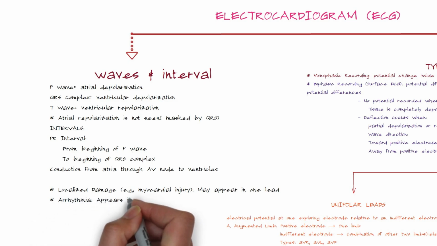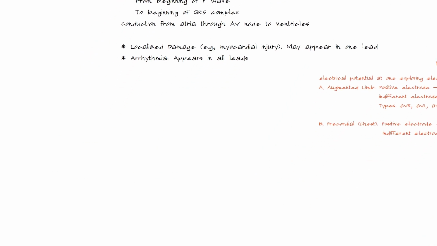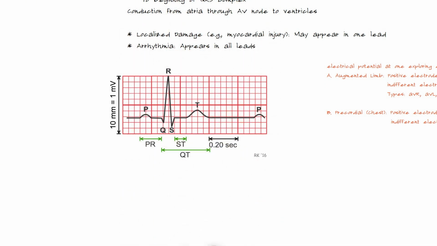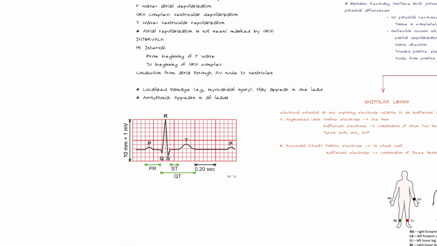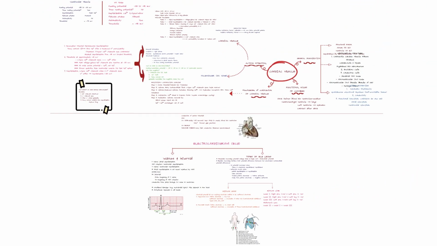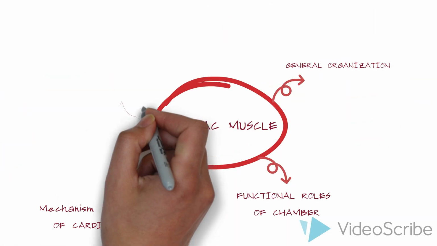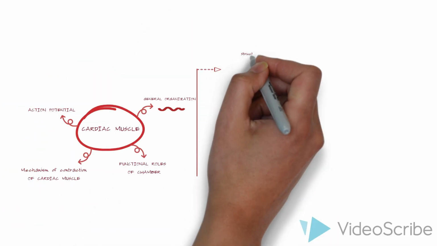Finally, remember that localized damage may appear in one specific lead because the leads view the heart from different angles, but arrhythmia usually appears in all leads because the rhythm disturbance affects the entire heart. And that brings us to the end of today's MemoMap on the cardiac cycle.